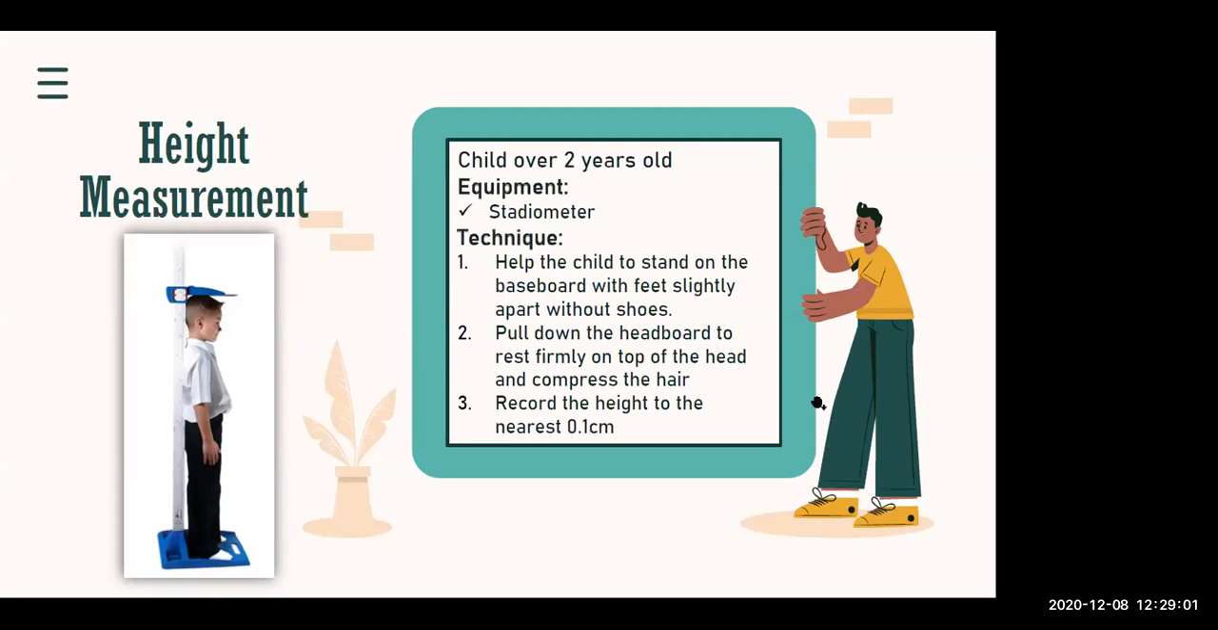Once the child stands in the right position, with their back in contact with the vertical surface of the stadiometer, we pull down the headboard to rest firmly on the top of the head and compress the hair. We record the height to the nearest 0.1 centimeter.